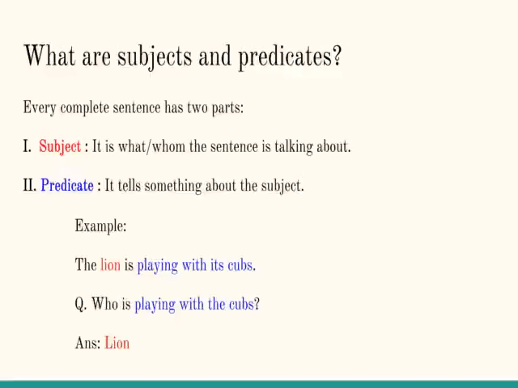So for example, the lion is playing with its cubs. So the lion here is what the sentence is talking about. So it is our subject. And playing with its cubs is the predicate because it tells us about the lion, that is our subject. To differentiate between the subject and predicate in a sentence, we can also form a question to understand that. So for this example, we can ask ourselves a question: who is playing with the cubs? Answer to this is lion, which is our subject. And in the question itself, we have the predicate, which is playing with the cubs, right?